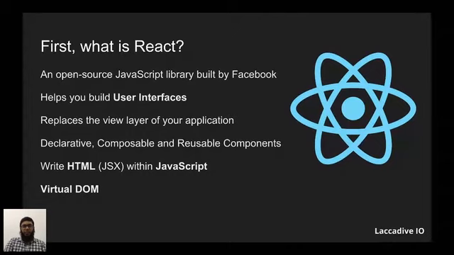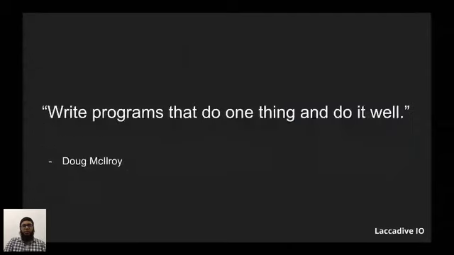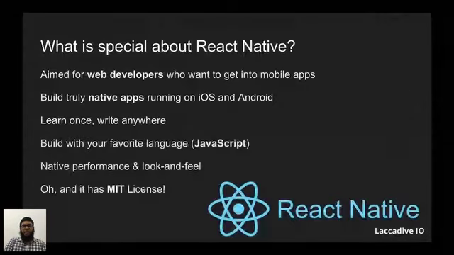And React Native, before that, this is a quote by one of the earliest developers of Unix. He said, write programs that do one thing and do it well. I believe React does one thing, which is the user interfaces, and does that really well. Now, React Native is, like I said, aimed for web developers who want to get into mobile development. So you're able to build truly native apps for iOS and Android. It's a big promise by the team at Facebook that with React Native, you learn once and write anywhere.